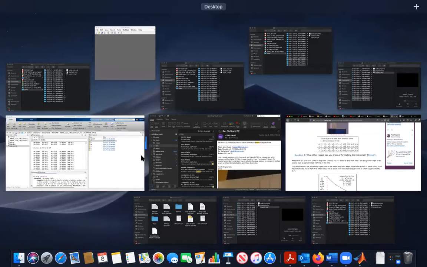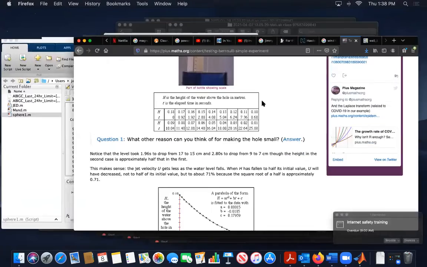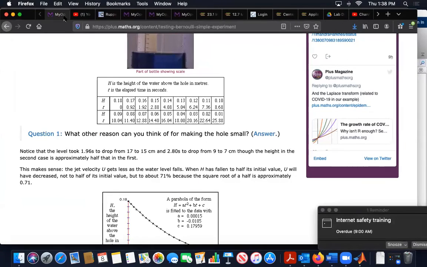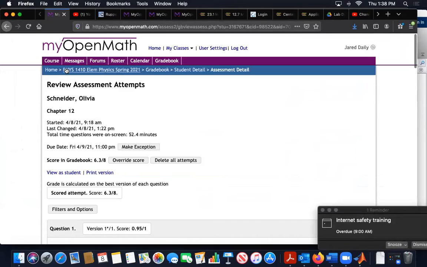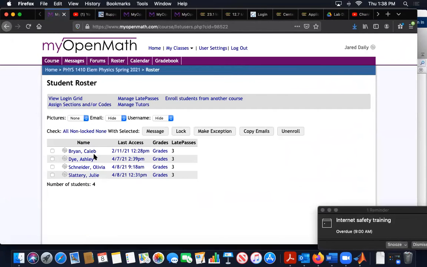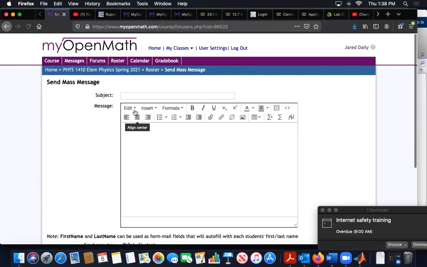I'll send this out to you really quick, and I'll do that through my Open Math, I guess. And that is what we want to try to do for this week.